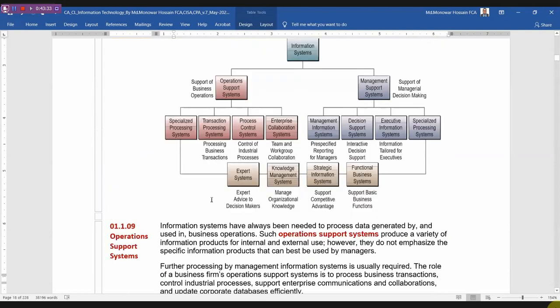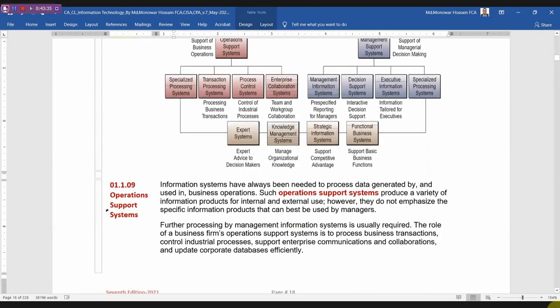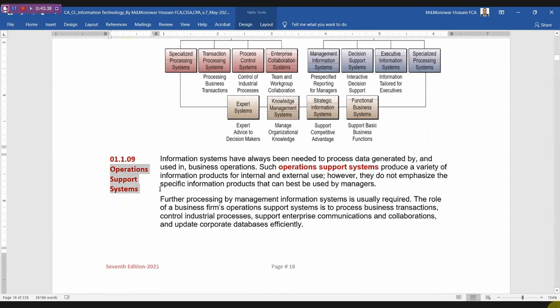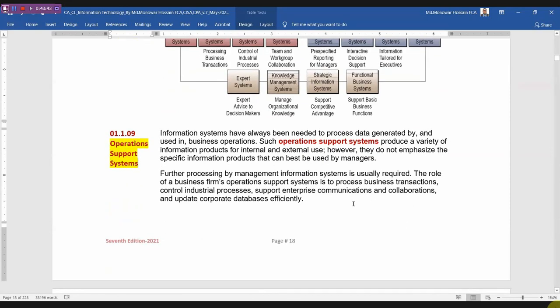So here is the operation support system. Information systems have always been needed to process data generated by and used in business operations. Such operation support systems produce a variety of information products for internal and external use. However, they do not emphasize specific information, but they help the operation.